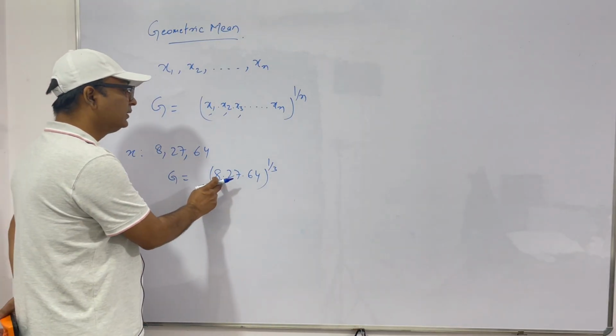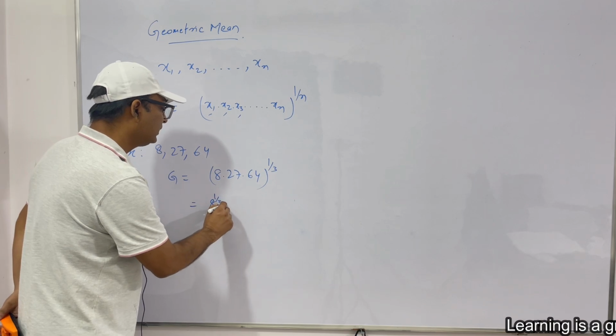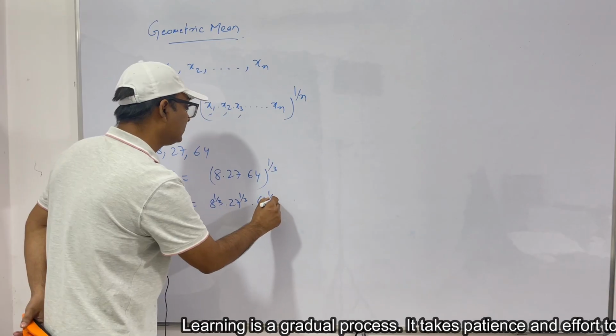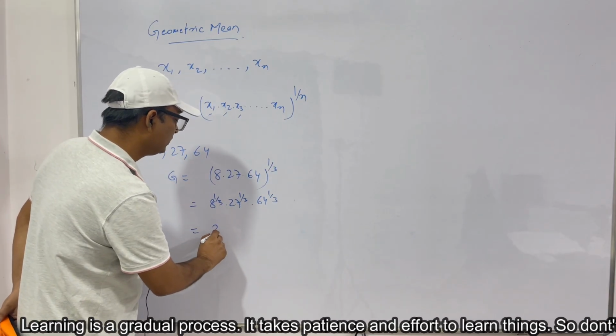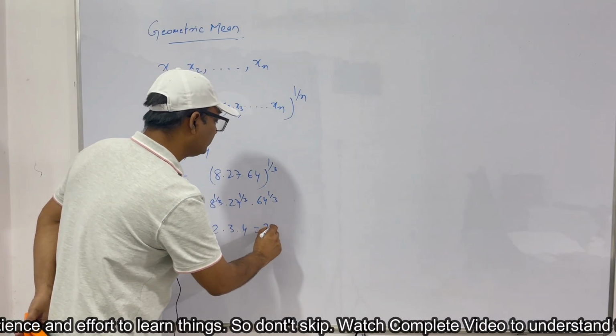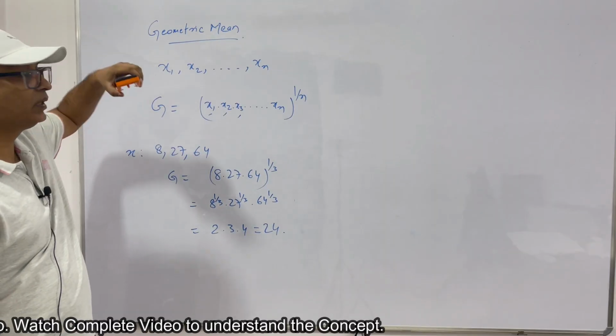What is this? These are products, so we can write this as 8 to the power 1 by 3, then 27 to the power 1 by 3 into 64 to the power 1 by 3. So this is 2 into 3 into 4. So this is 24. Therefore, the geometric mean is 24. This is how we calculate geometric mean.